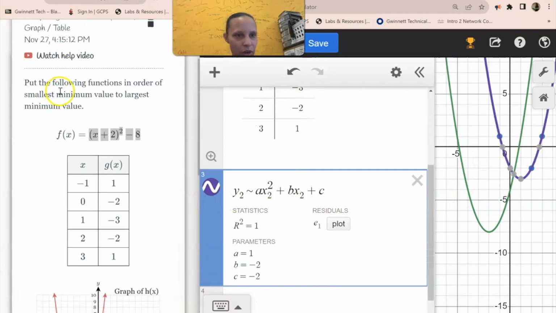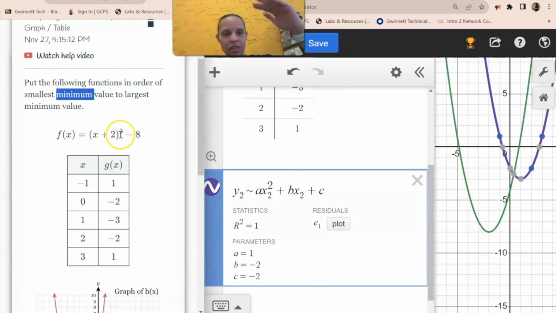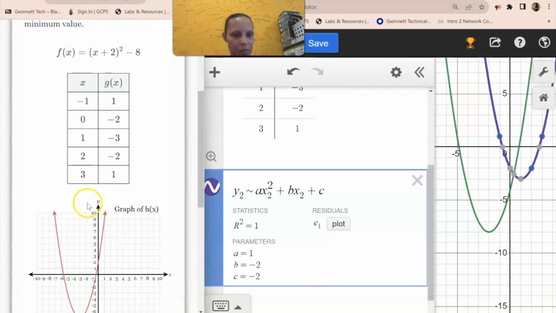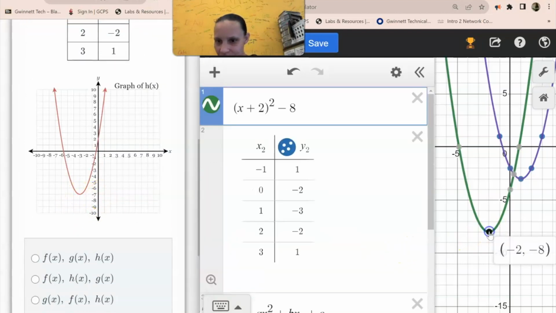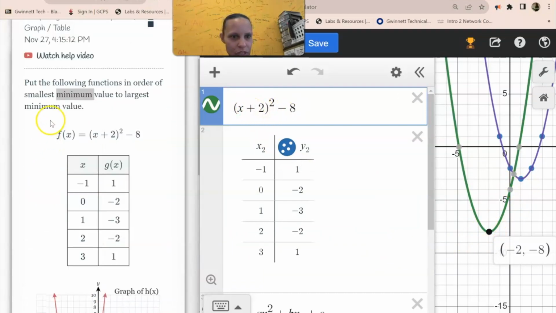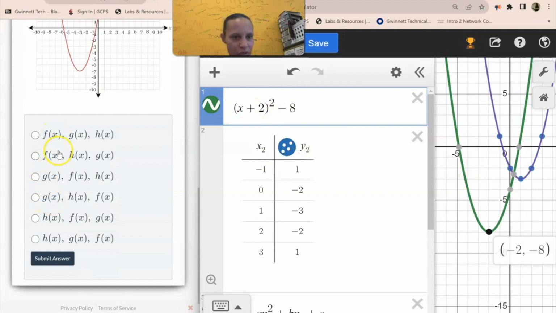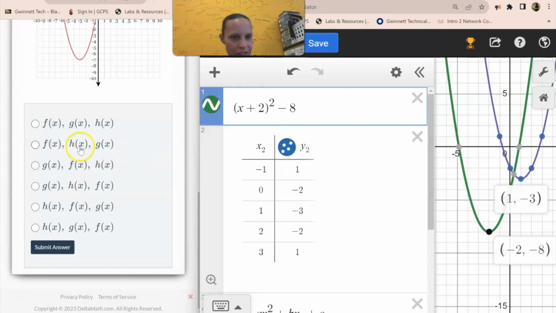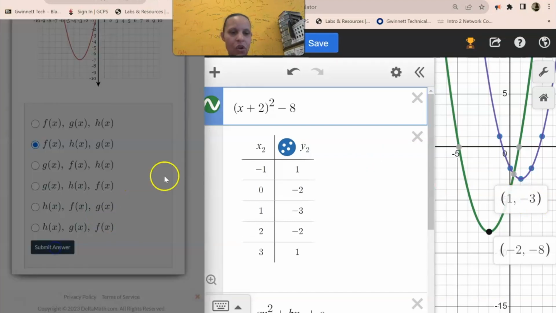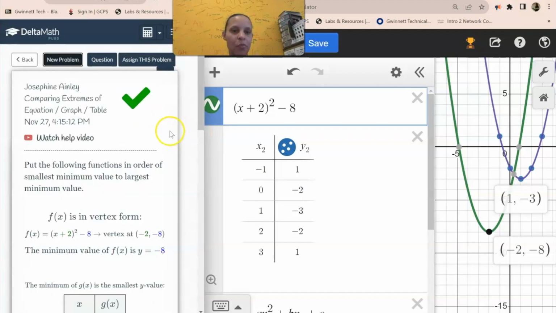And what are we looking for? Minimum values? Okay, cool. So the one that's the furthest down is the minimum value. So let's see. This one's -7. This one is -8. So this one wins. Green wins, which is this vertex form, which is f of x. So f of x first, one of these two. Then second would be, this one is -7. This one is -3, so -7 is next, so h of x. So it goes f of x, then h of x. And that's all you're doing. So just put it in the calculator and compare it.